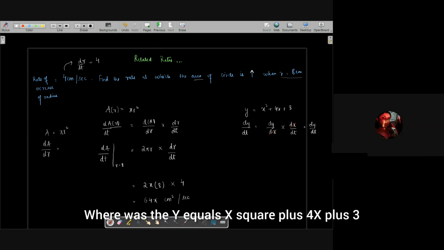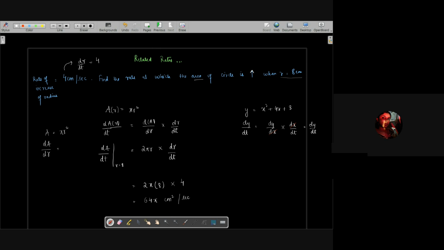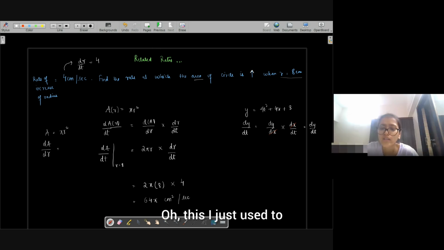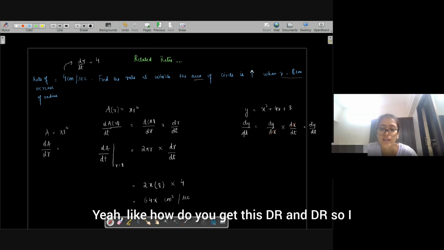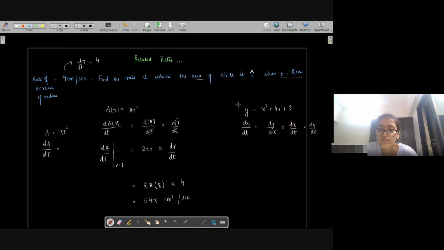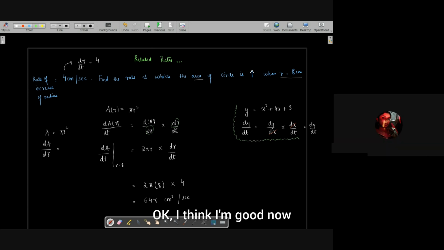Where was the y equals x squared plus 4x plus 3 from? Oh, this I just used to explain. Oh, got it, got it. Okay, like how do you get this dy and dx? Got it, okay. I think I'm good now.